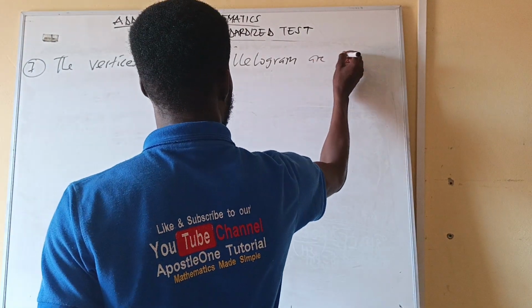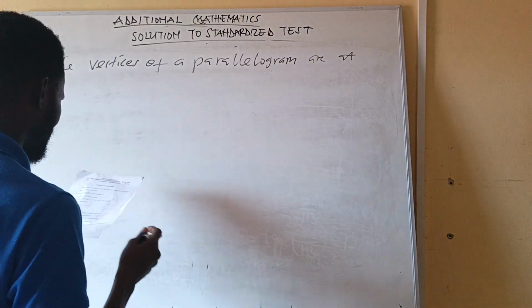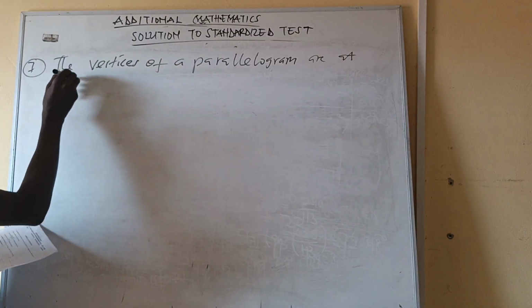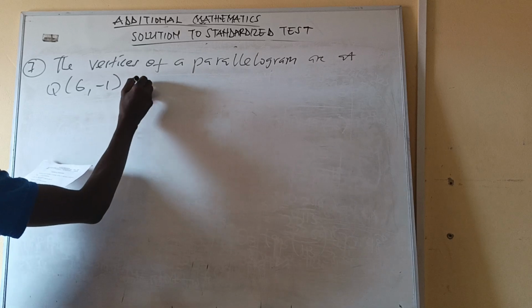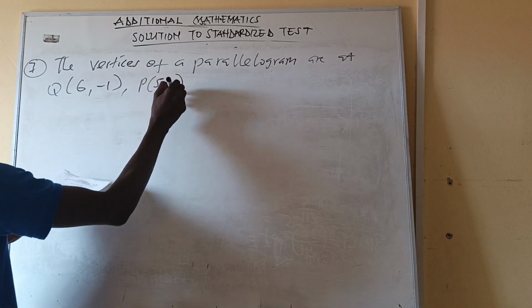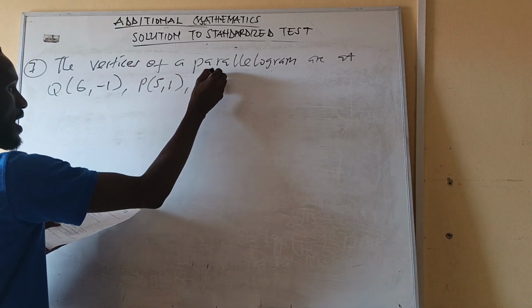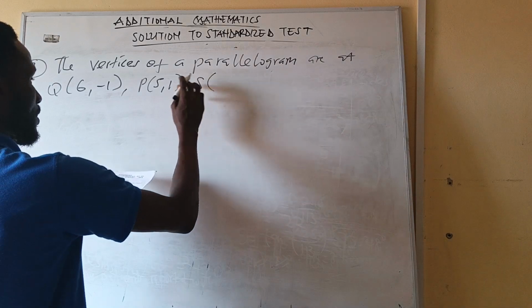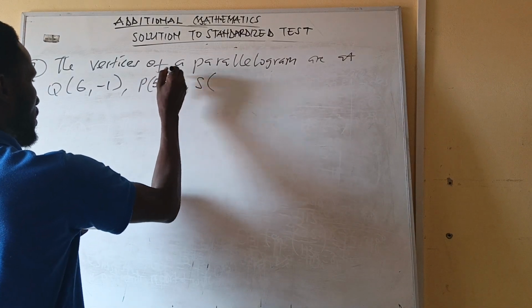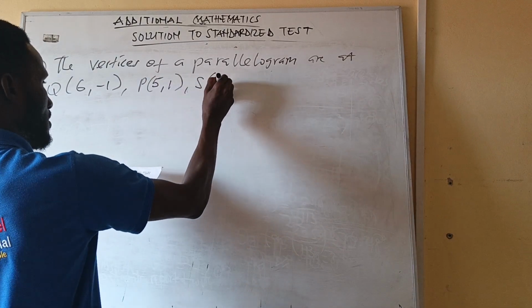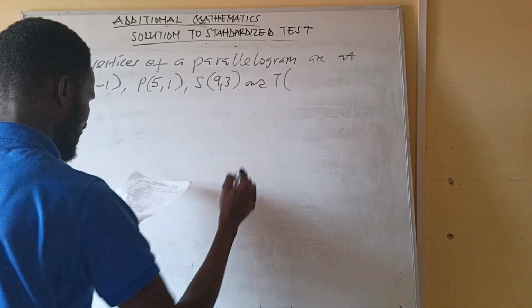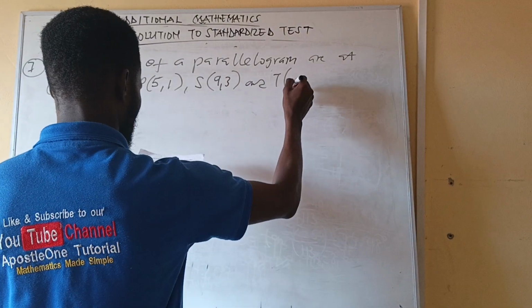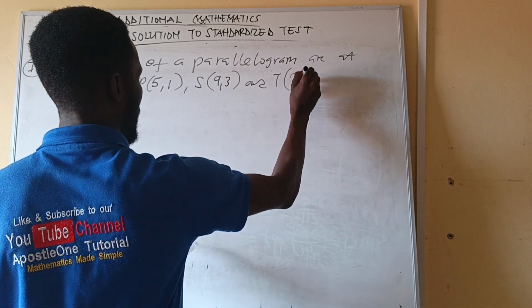The vertices are at Q, which is 6, -1; P, 5, 1; S, 9, 3; and we have T.